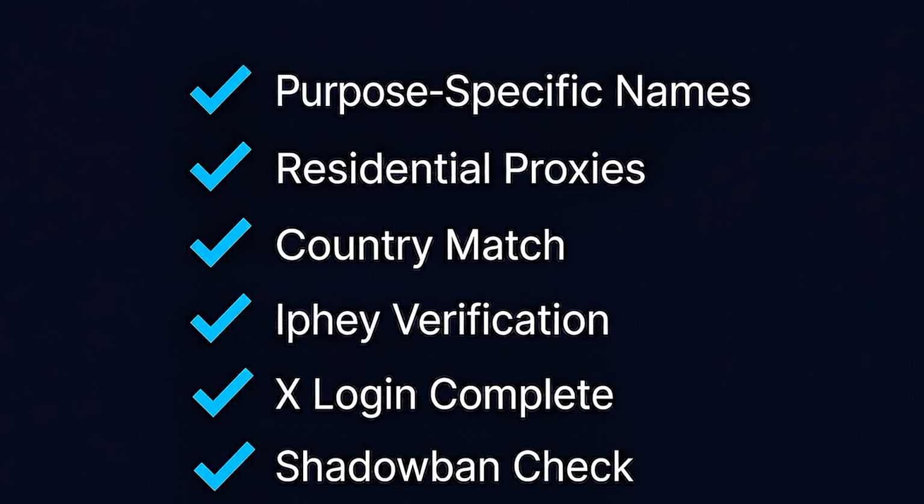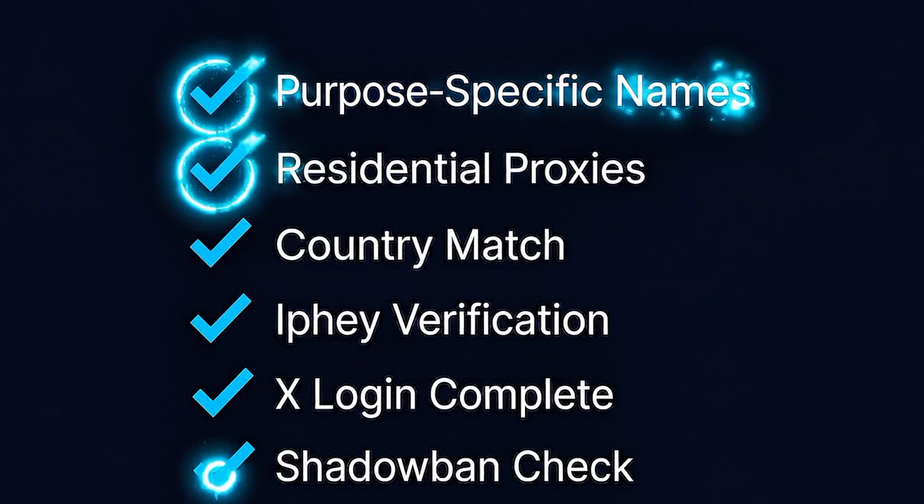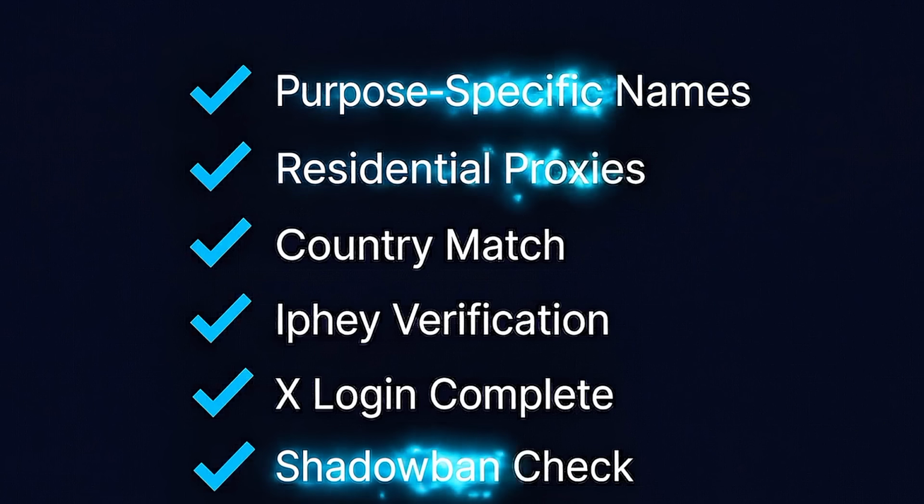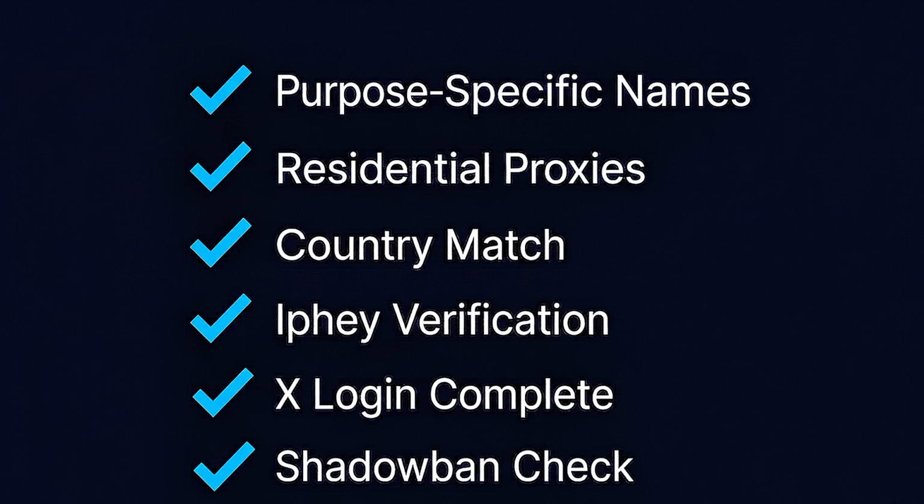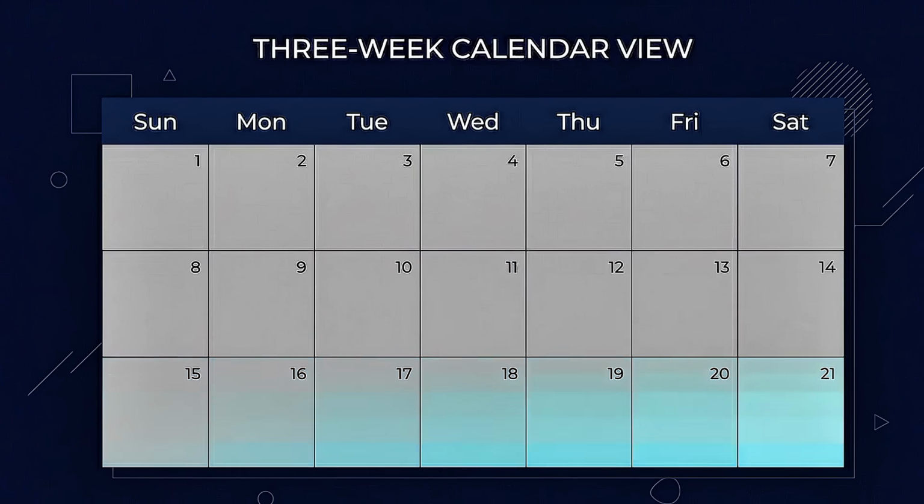If you're using accounts you created yourself, the workflow is straightforward. 1 profile per account, residential proxy, start using immediately. If you're using purchased accounts, here's your transition strategy.